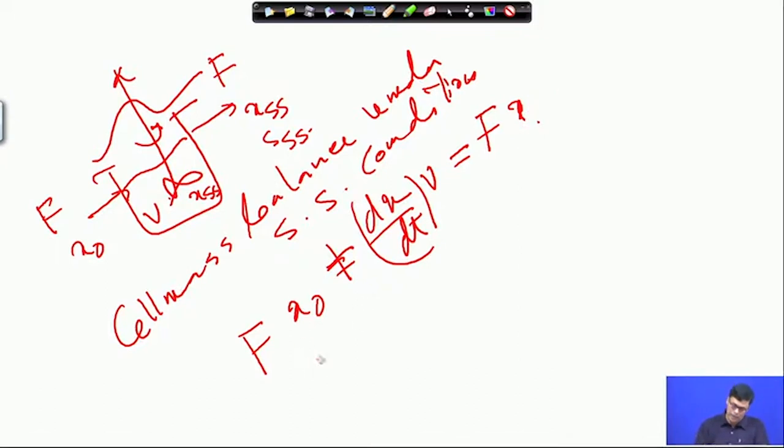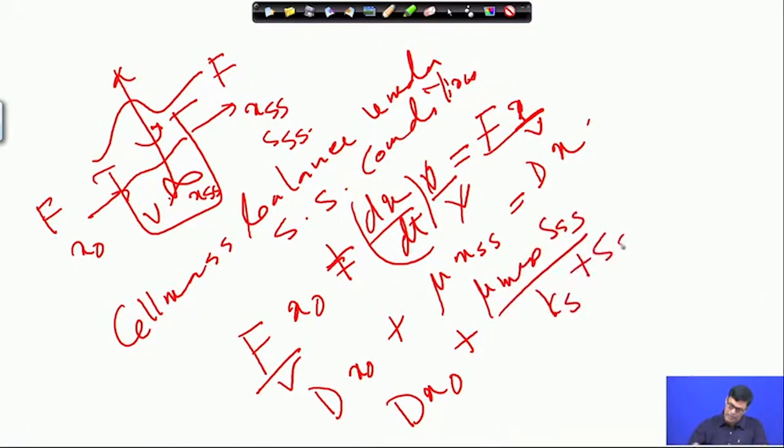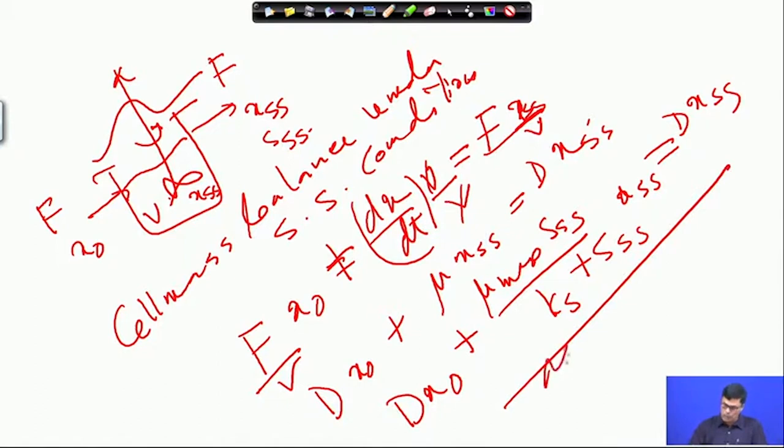Now, if you divide both sides by V, then F by V equals D into X0 plus mu into XSS, and V will cancel, and this will be D into X. Am I right? Now, with X0 equal to 0 and mu equal to mu max SSS over KS plus SSS, this gives mu into XSS equal to D into XSS. Now, this equation also we call the Monod chemostat model.